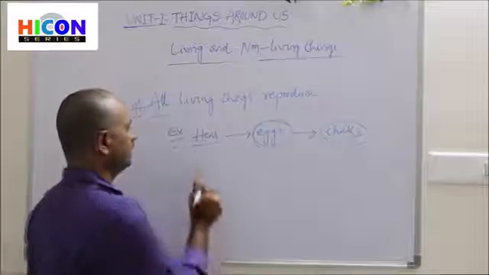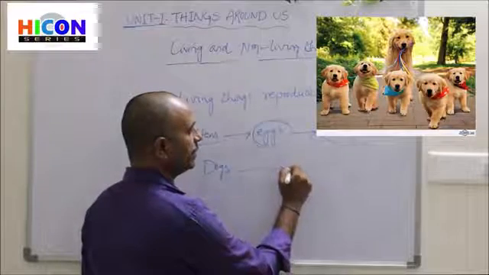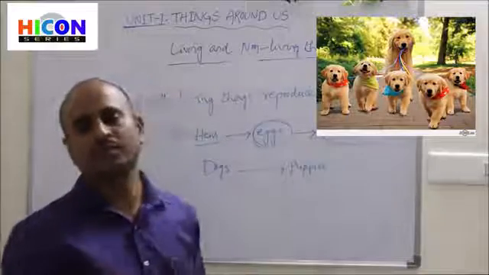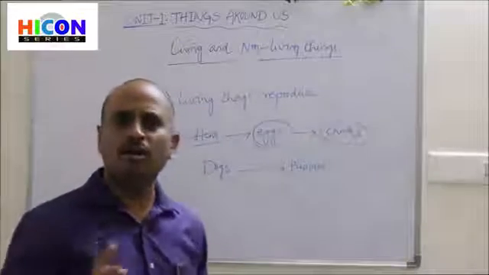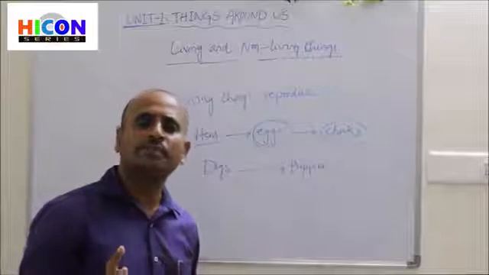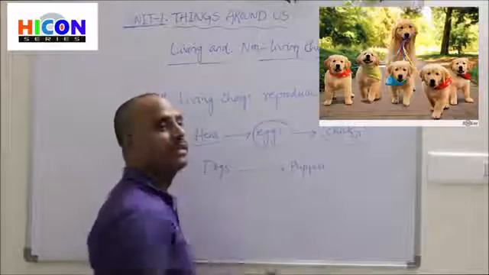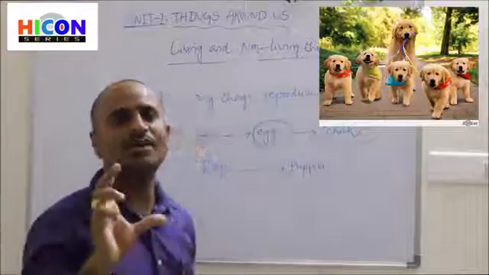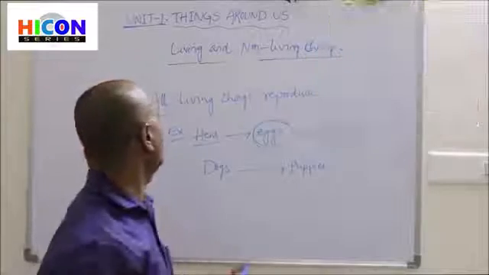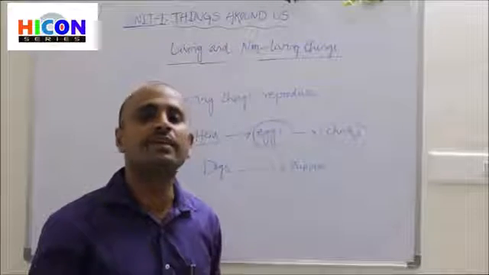And if you consider dogs, they reproduce puppies. They directly give birth to their new ones. Animals like dogs, cats, rats, and most animals give birth directly. For example, dogs produce puppies, and the puppies are smaller ones which look similar to the dogs. In this way, all living things reproduce their new ones to continue their race.